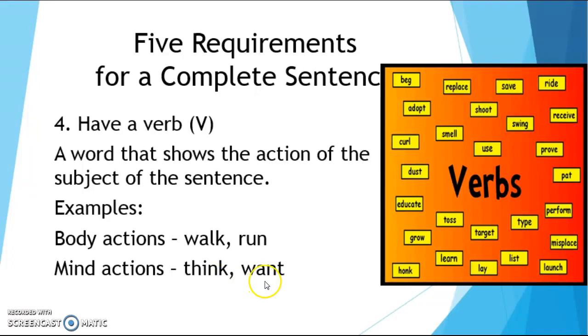Let me see if I can find some other ones over here. Educate would probably be a mind action. Type. We use the other one more often. We use the body ones, but don't forget about those mind ones. Perform is probably another one that might fit into that. So we want to make sure that we have the subject and the verb for our 4th and 5th steps.